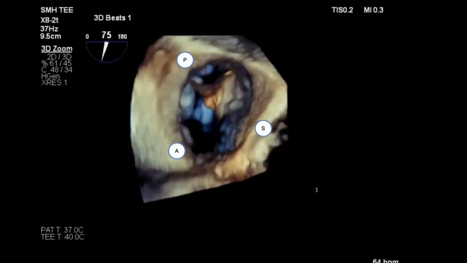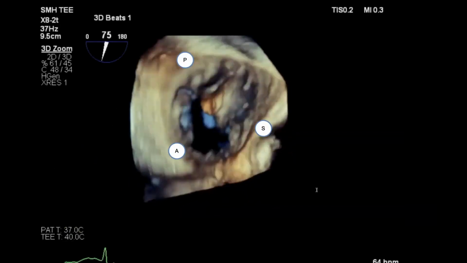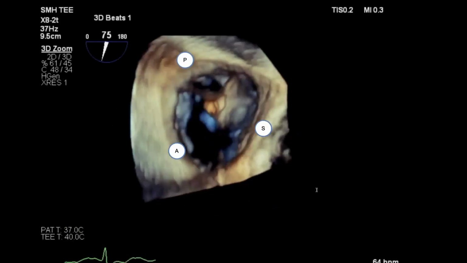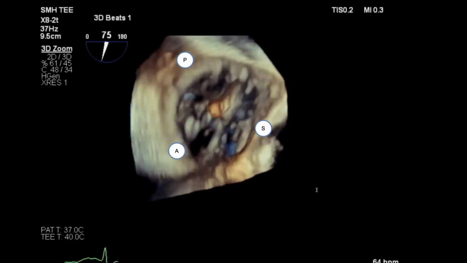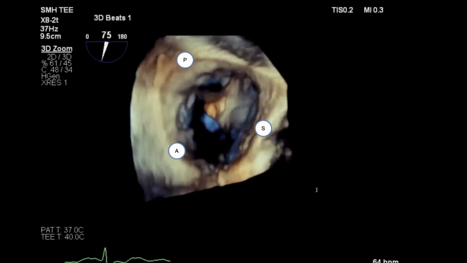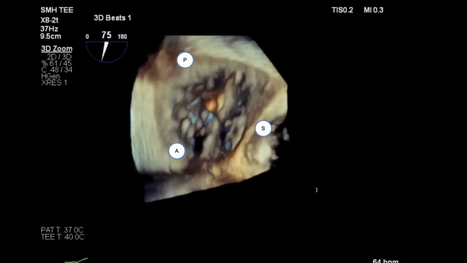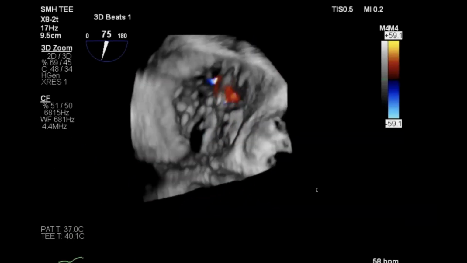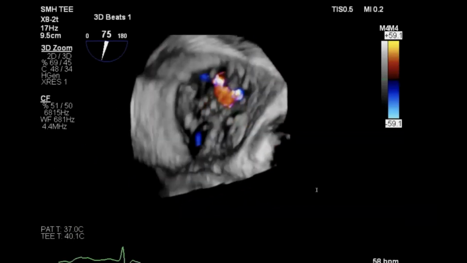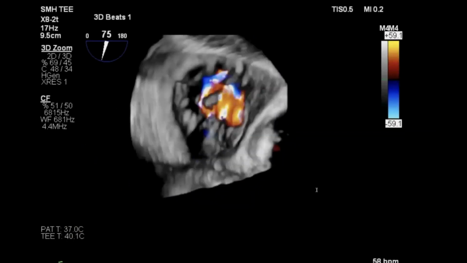So next is 3D. This is what the 3D reconstruction looked like. Again, it confirms what we saw in 2D, that the lead is, if not central, a little bit towards the posterior septal commissure. Again, not seeing any slam dunk impingement per se. Here's where the color is originating from, right from where the lead might be interacting with the leaflet.